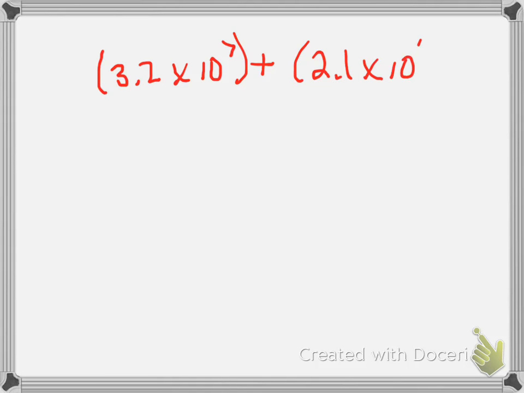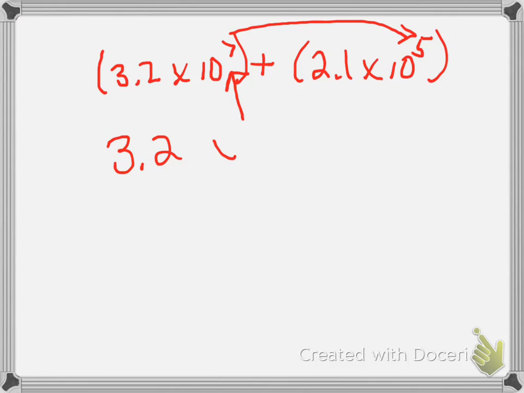So what I mean is something like this. If we had 3.2 times 10 to the 7th, and we wanted to add it to 2.1 times 10 to the 5th, in order to add those, these exponents have to be the same thing. Okay, and if they're not, you have to make them be the same thing before you can add them. So you take the bigger exponent number, so the 3.2 times 10 to the 7th.